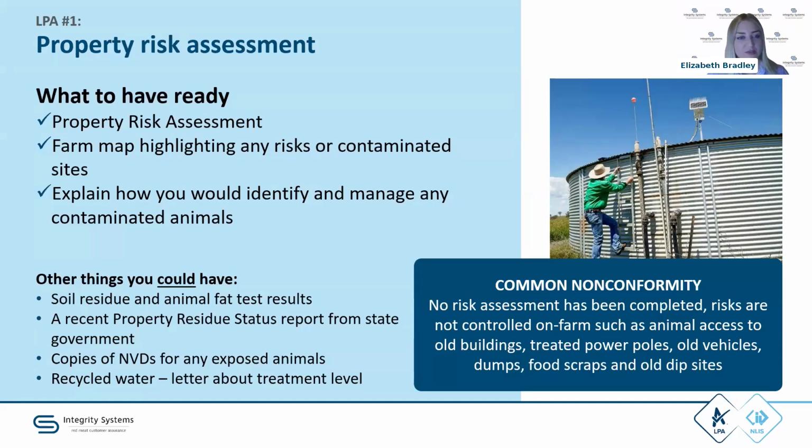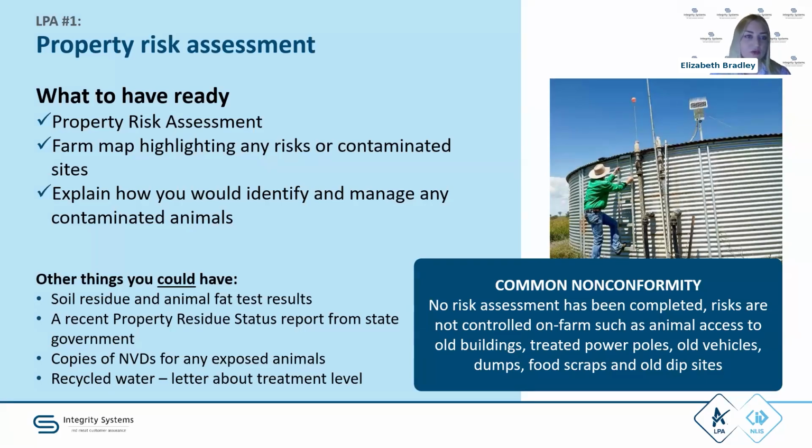So the first one is the property risk assessment, and that's all around looking at your property and identifying anything that could contaminate your livestock. Risk assessments aren't as scary as they sound. It's literally just having a think about what's around and could that contaminate livestock? And if you think it could, you could write it down in a table, and then how you're going to restrict or manage that access.